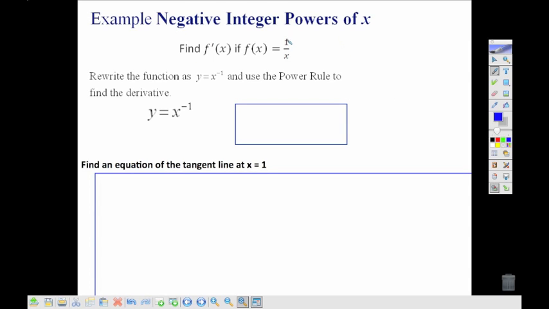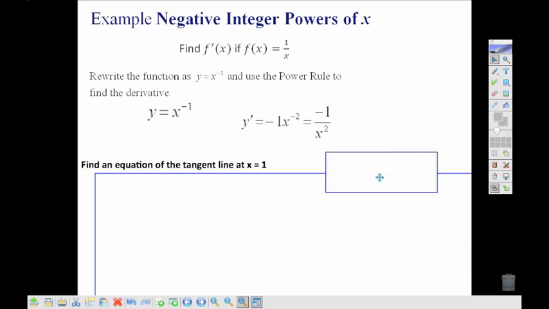So if I want to find the derivative of 1 over x, we can write it as y equals x to the negative 1, and we'll just apply that negative power rule, which is going to end up giving us negative 1 over x squared.